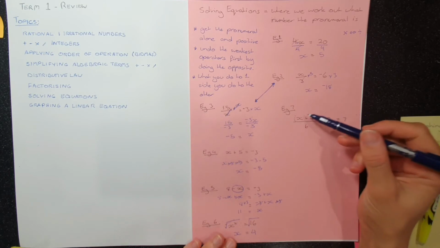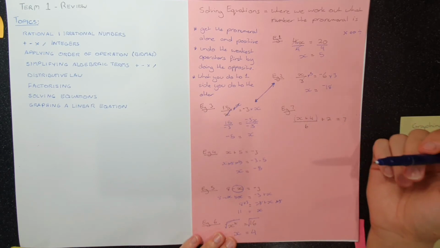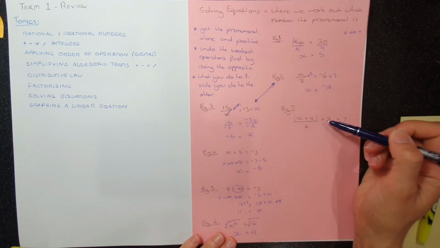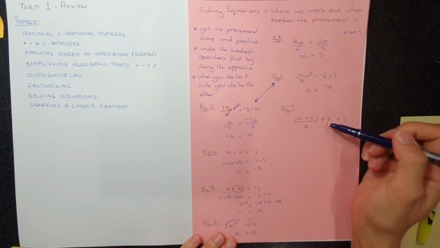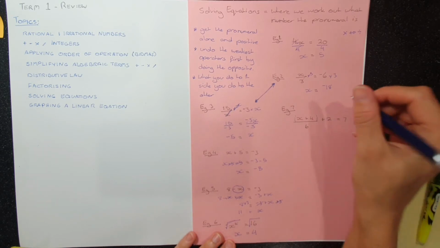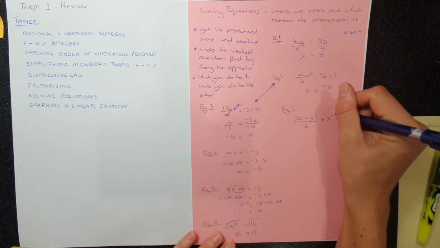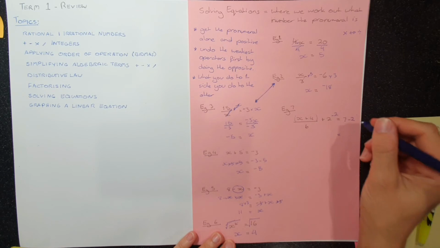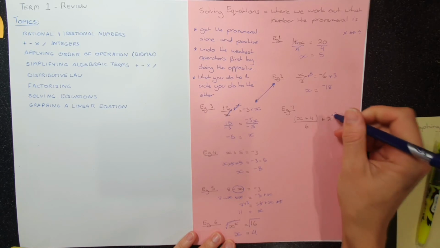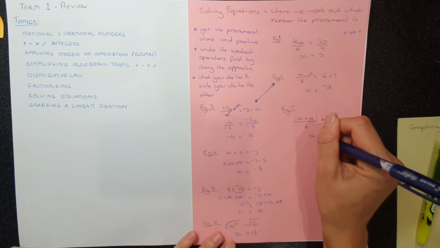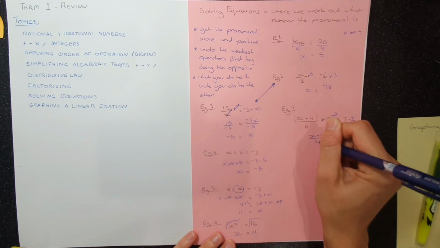The other way is, if I read this out loud, what's the last thing I say? X plus 4 divided by 6 plus 2. The last thing I said was plus 2. So that's what I'm going to undo first. How do I undo a plus 2? I do the opposite. What I do to one side, I do to the other. 7 take away 2 is 5, plus 2 take 2 equals 0. And I'm left with x plus 4 divided by 6.